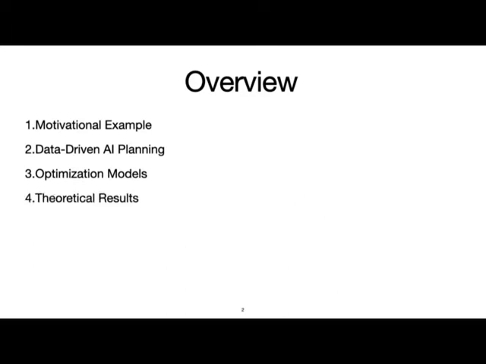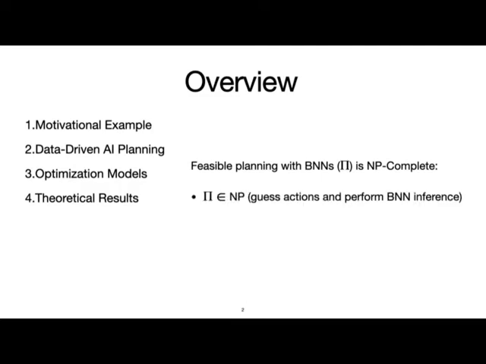We proceed by presenting theoretical results on feasible planning with BNNs and show that it's NP-complete. We do so by showing that the problem is in NP, which on a very high level corresponds to guessing the values of our actions and performing BNN inference, and showing that the problem is NP-hard by reducing 3-SAT to the learned planning problem.